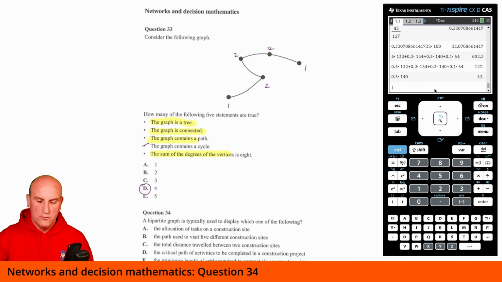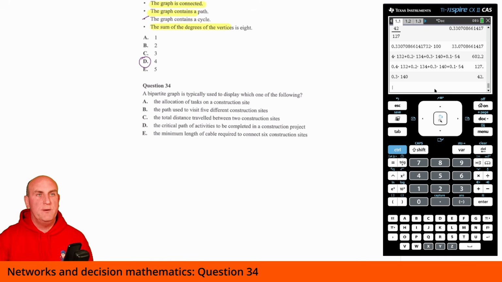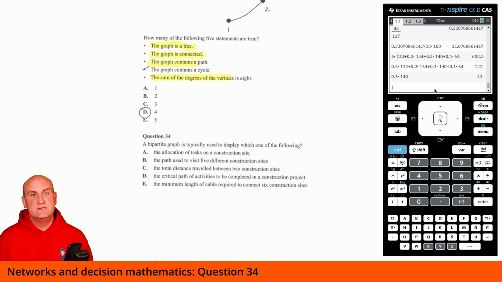And question 34, storming to the end of this, he says, no, a bipartite graph is typically used to display which one of the following? The allocation of tasks on a construction site? Nope. The path used to visit 5 different construction sites? No. The total distance traveled between 2 construction sites? No. The critical path? No. The minimum length of cable required to connect 6 construction sites?